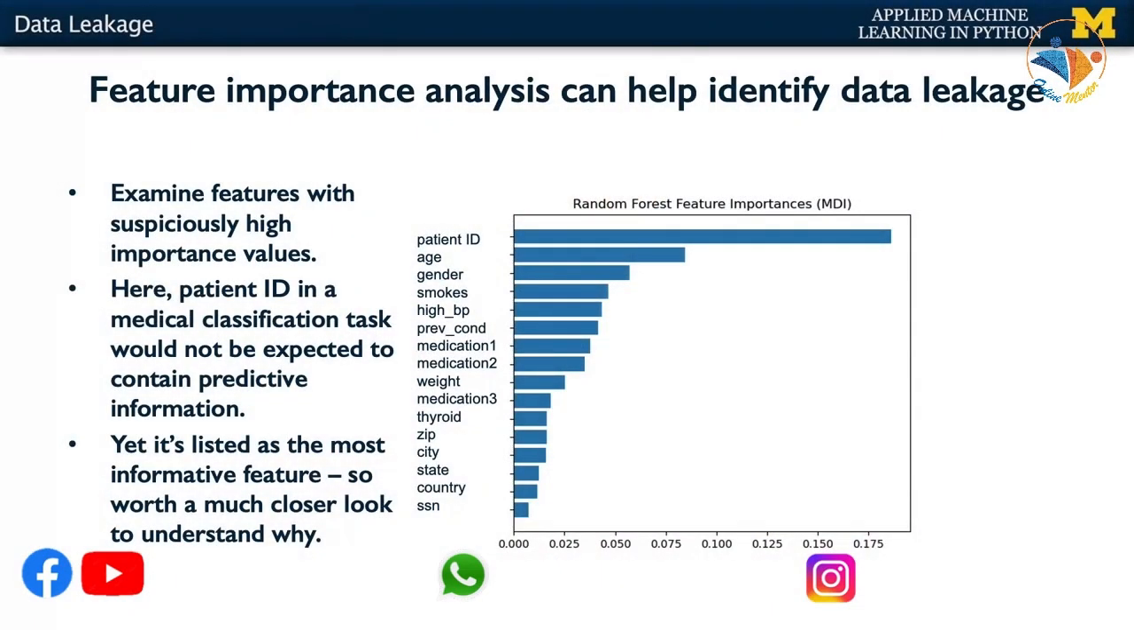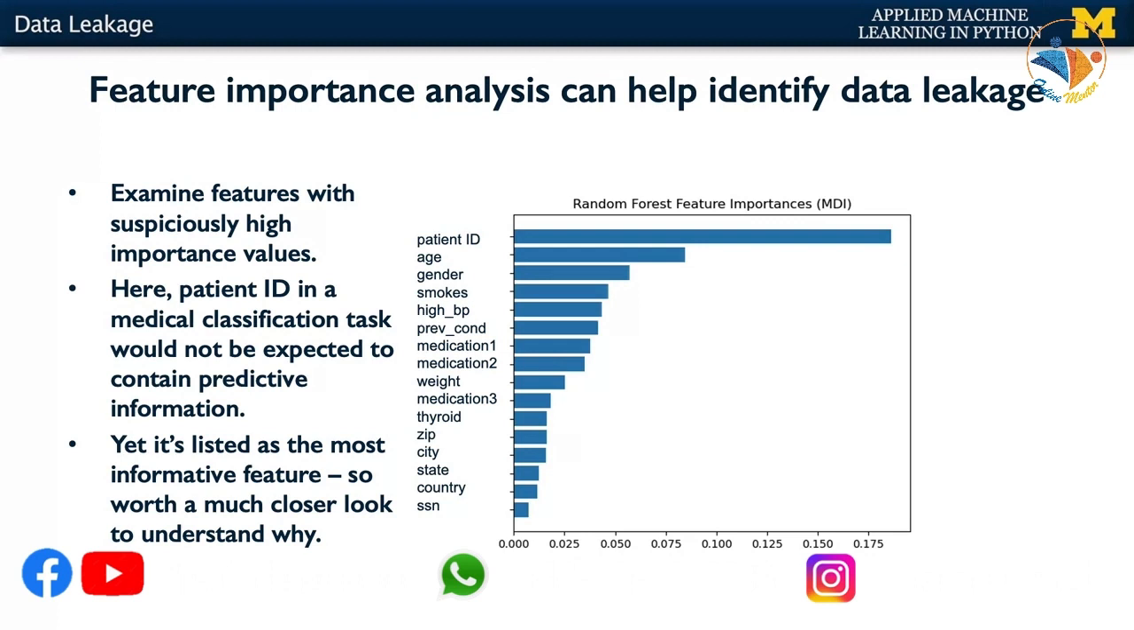Let me give you one example of how feature importance analysis can help identify the presence of data leakage. In this example, we're using the feature_importances_ fitted attribute that's computed when you fit a random forest. The idea is to use feature importance analysis to examine features for suspiciously high importance values. And I'll explain what I mean by suspicious in a minute.